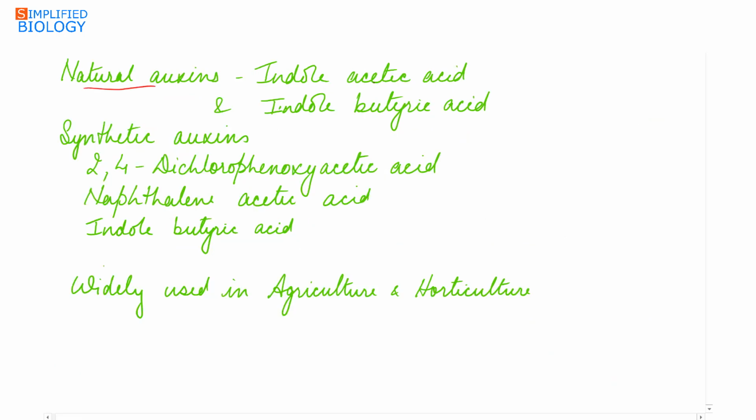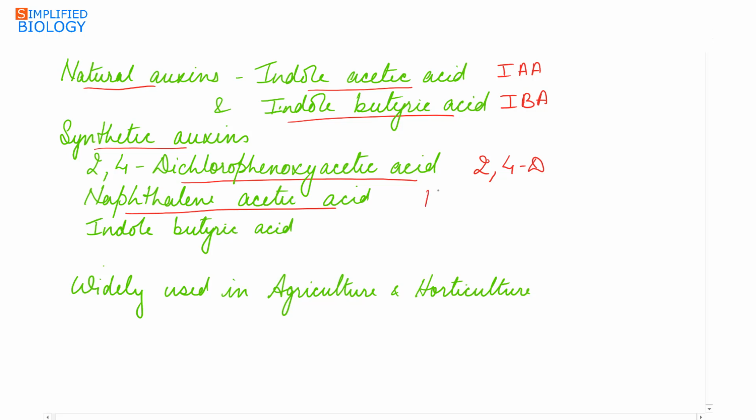Natural auxins are indole acetic acid and indole butyric acid, that is IAA and IBA. Synthetic auxins are 2,4-dichlorophenoxyacetic acid, that is 2,4-D. Naphthalene acetic acid, NAA, while indole butyric acid is also used as a synthetic auxin. Auxins are widely used in agriculture and in horticulture, that is during cultivation of flower, fruits, vegetables and ornamental plants.